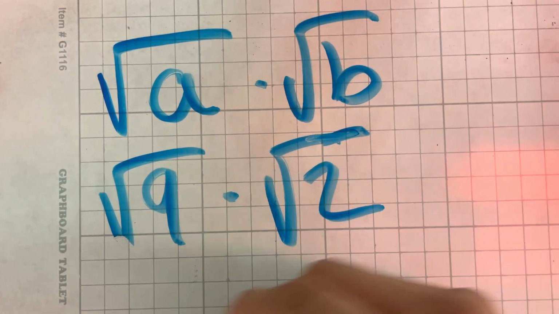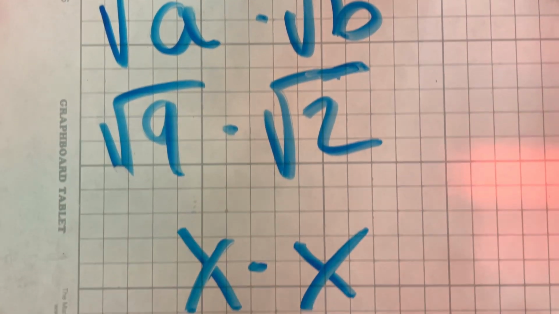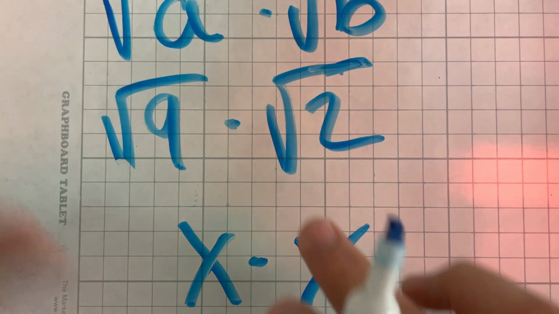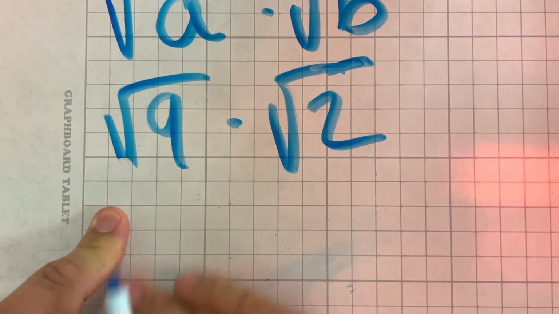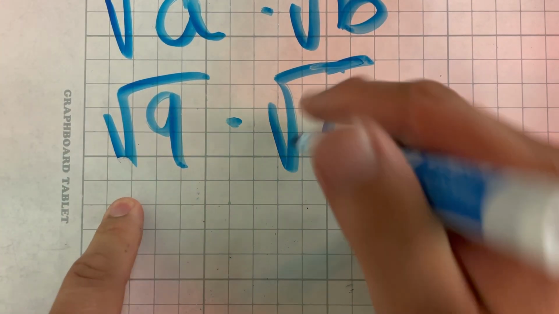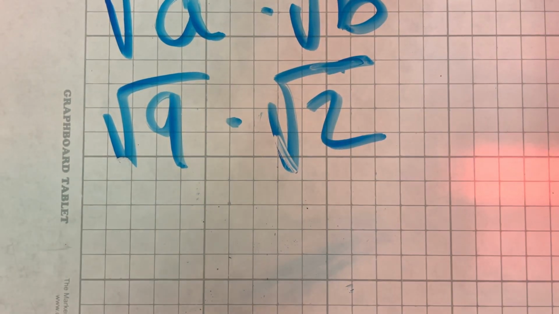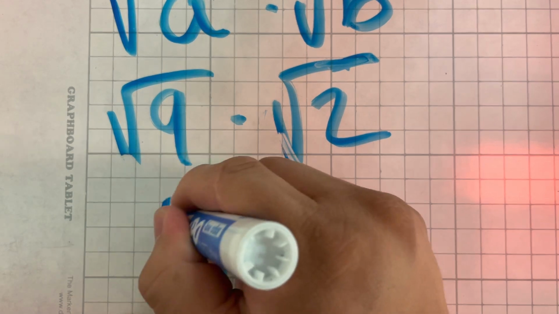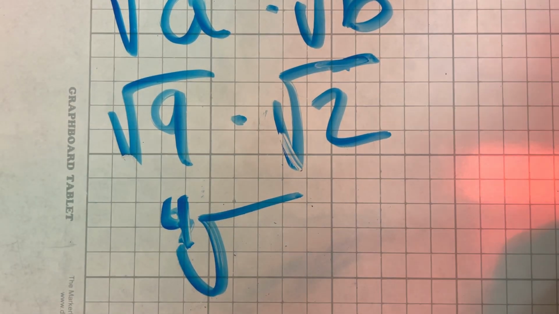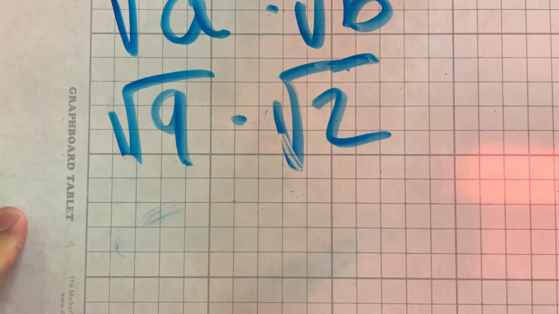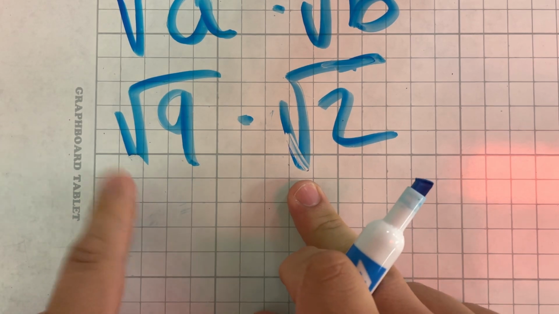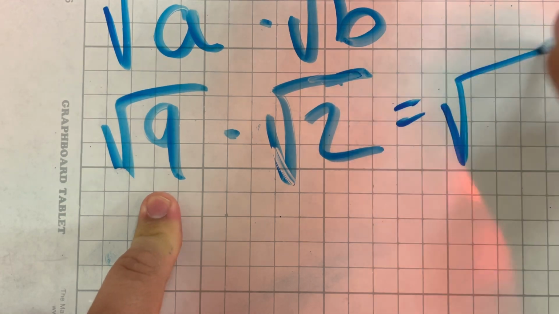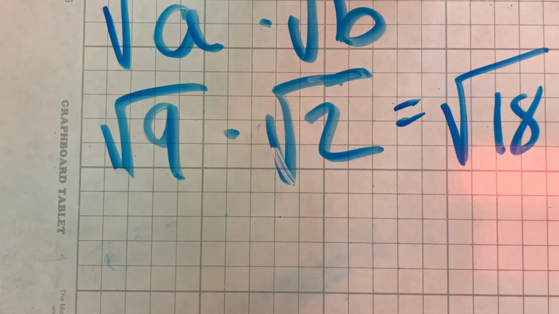it's like variables. When you multiply variables, the only time you can actually add the exponents is if they're the same variable. Same thing happens with square roots. When I multiply two radicals, which is the symbol, they have to be the same root. So we have square roots, cube roots, fourth roots, and so on. But anyways, when I'm multiplying two square roots, I can multiply these two numbers and get the square root of 18.